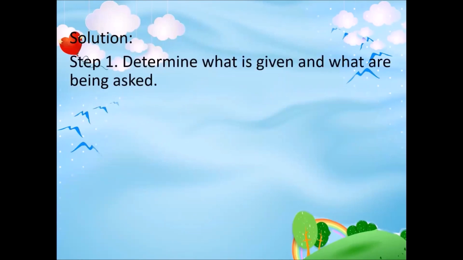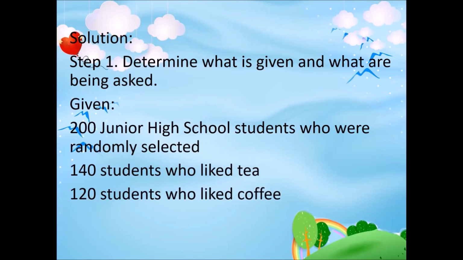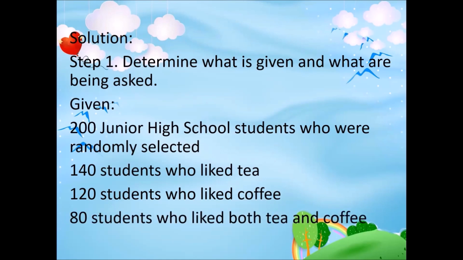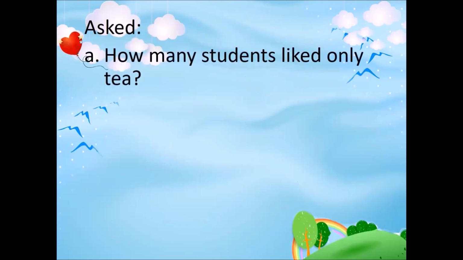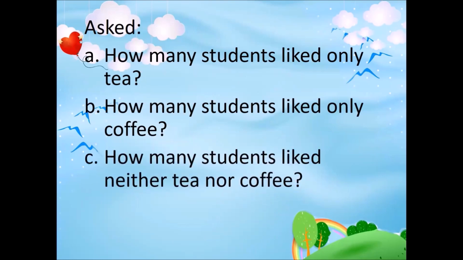Solution. Step number 1, determine what is given and what are being asked. So the given are the following: 200 junior high school students who were randomly selected, 140 students who like tea, 120 students who like coffee, and 80 students who like both tea and coffee. Asked: how many students like only tea? How many students like only coffee? And how many students like neither tea nor coffee?